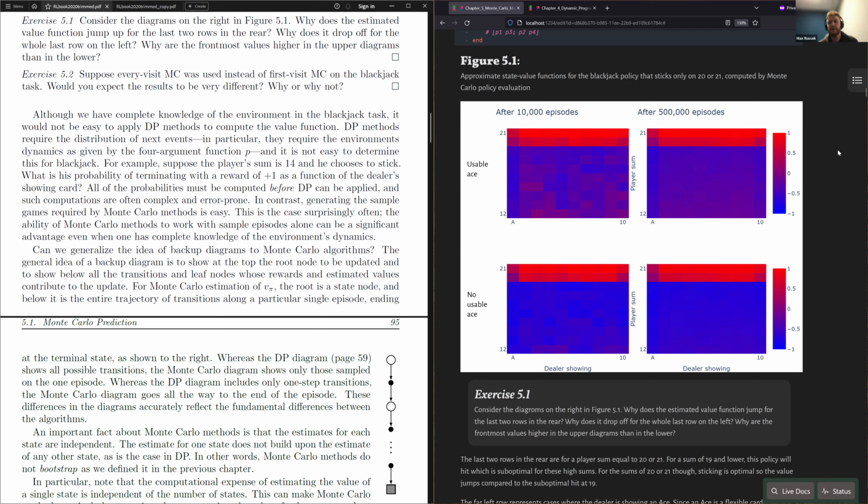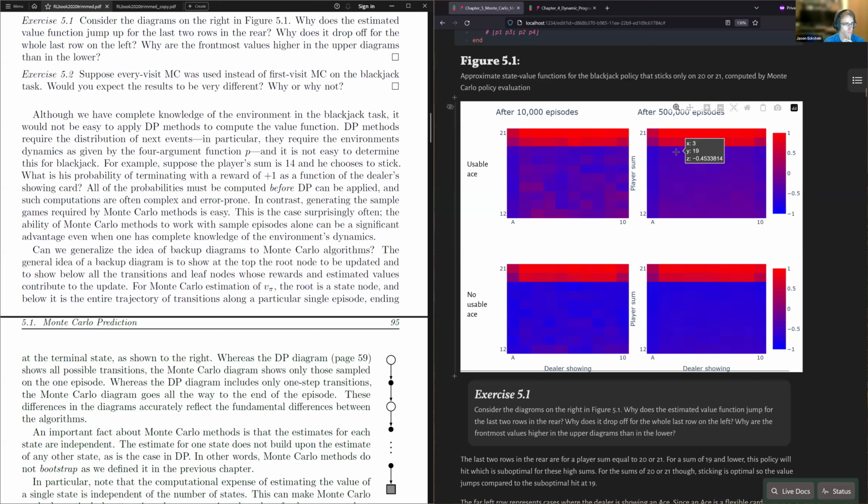But what's notable about this is that, as you mentioned, you have it in that name, the policy only sticks on 20 or 21, right? So in some sense, the step behavior of the value function here is probably a function of the fact that the policy itself is a step function, in the sense that it radically changes the action that it takes, right?